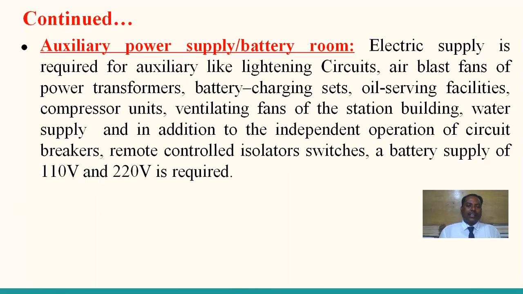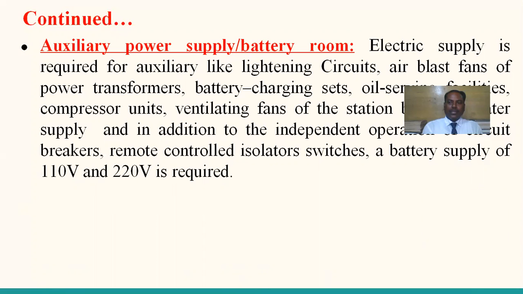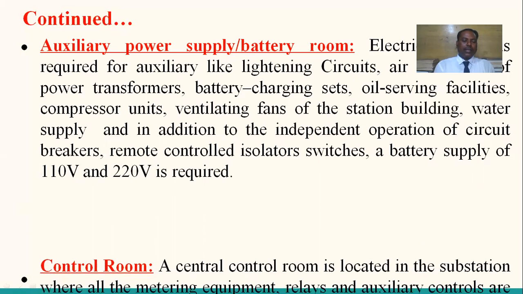That is why auxiliary power supply is essential, even for a 33 by 11 kV substation. Auxiliary power supply is required for all purposes: lighting loads, ventilation with the help of fans, air conditioners, everything. So that is the auxiliary power supply, and the battery room is more essential in this case. Another one is the control room.